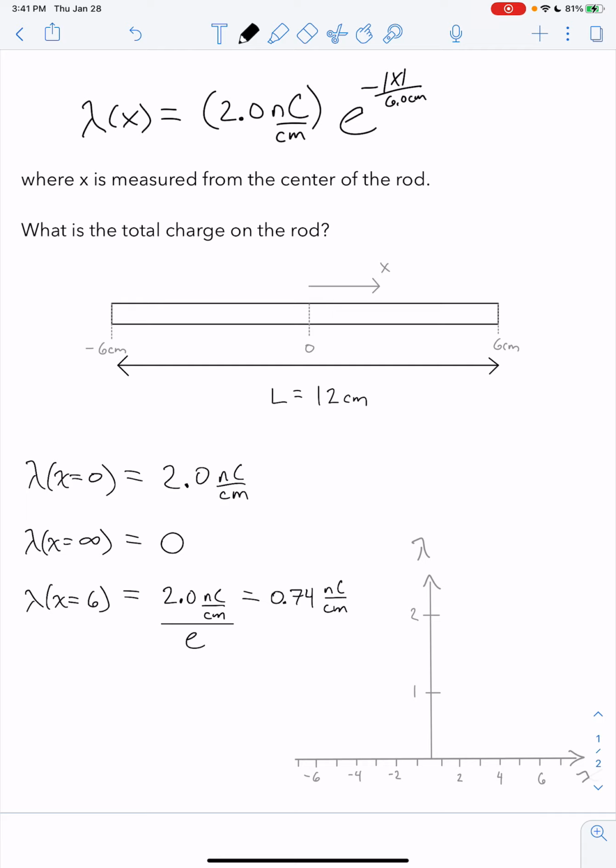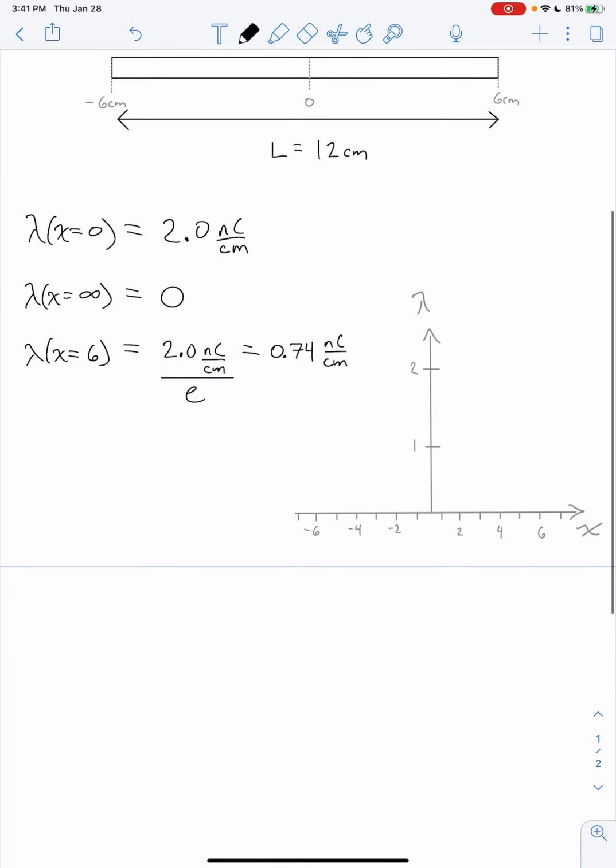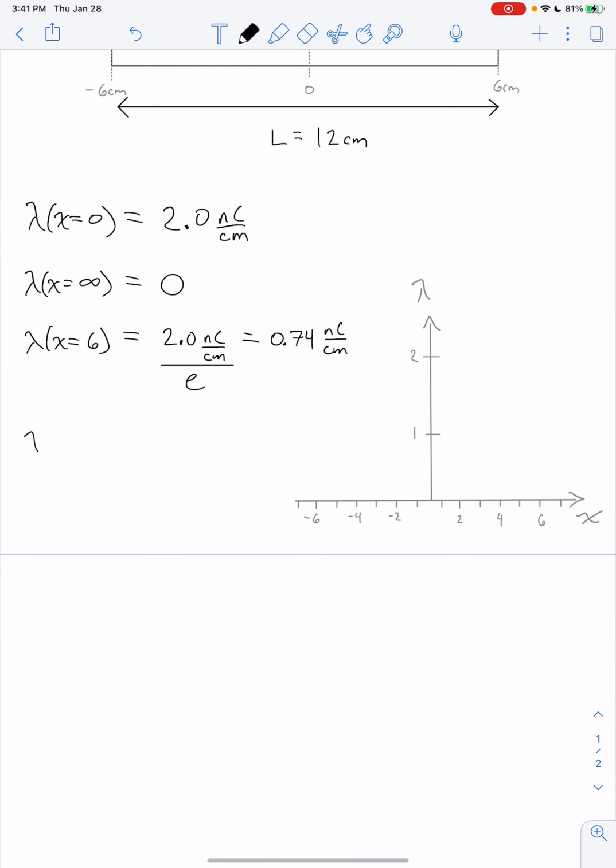Okay, so now we've got actually some pretty good points, but I just want to add maybe one more so that we can kind of fill this out, because it's an exponential function, so it's not as easy to plot as if it was linear. So let's get a feel for that by adding one more. In order to plot this out pretty well, I want to know, well, what about when lambda at x is equal to 1?